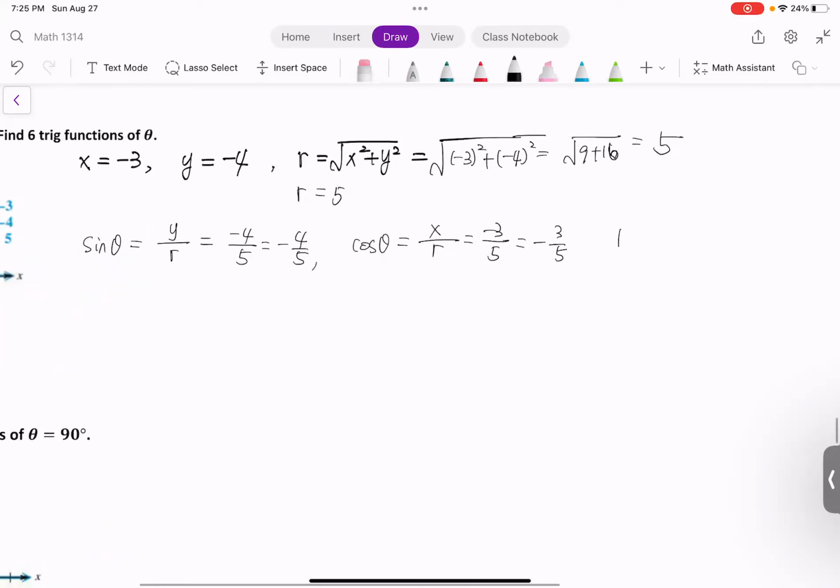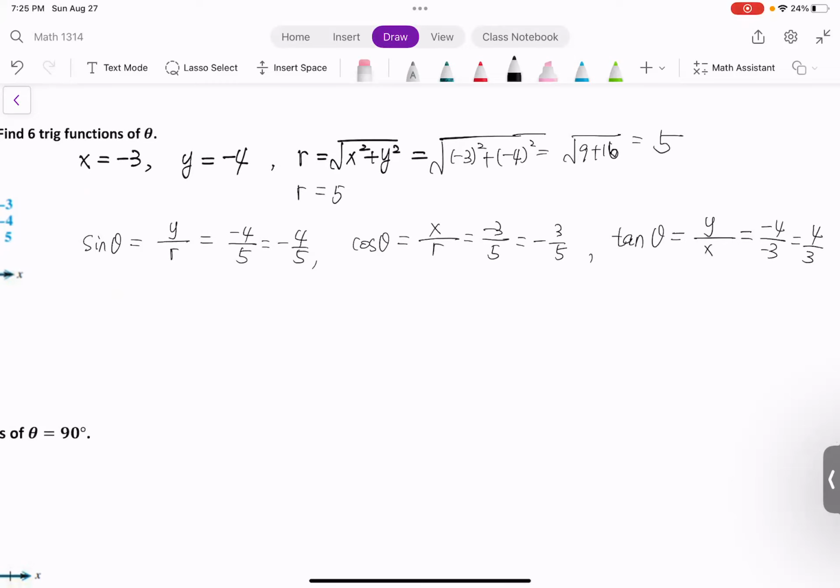How about tangent? Tangent theta equals y over x. What is the y? Y is -4. X equals -3. It's +4 over 3. So we have 3 trig functions. We can find their reciprocals. Sine theta's reciprocal is cosecant.